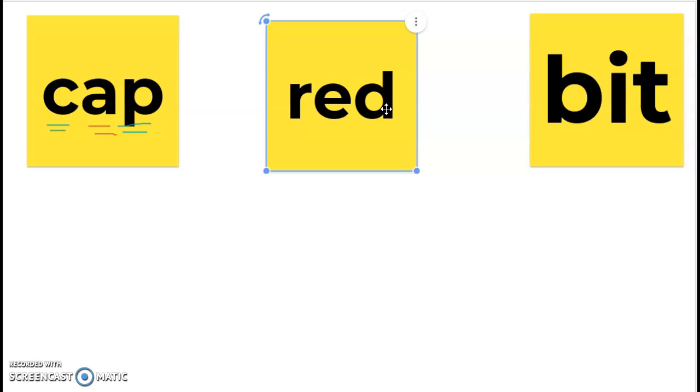You may also notice that this word has a consonant at the beginning and at the end. What else do we notice about this word? This word red has a vowel in the middle. Now let's look at the words cap and red together. What do we notice that these words have in common? Can we find a pattern between the words cap and red?